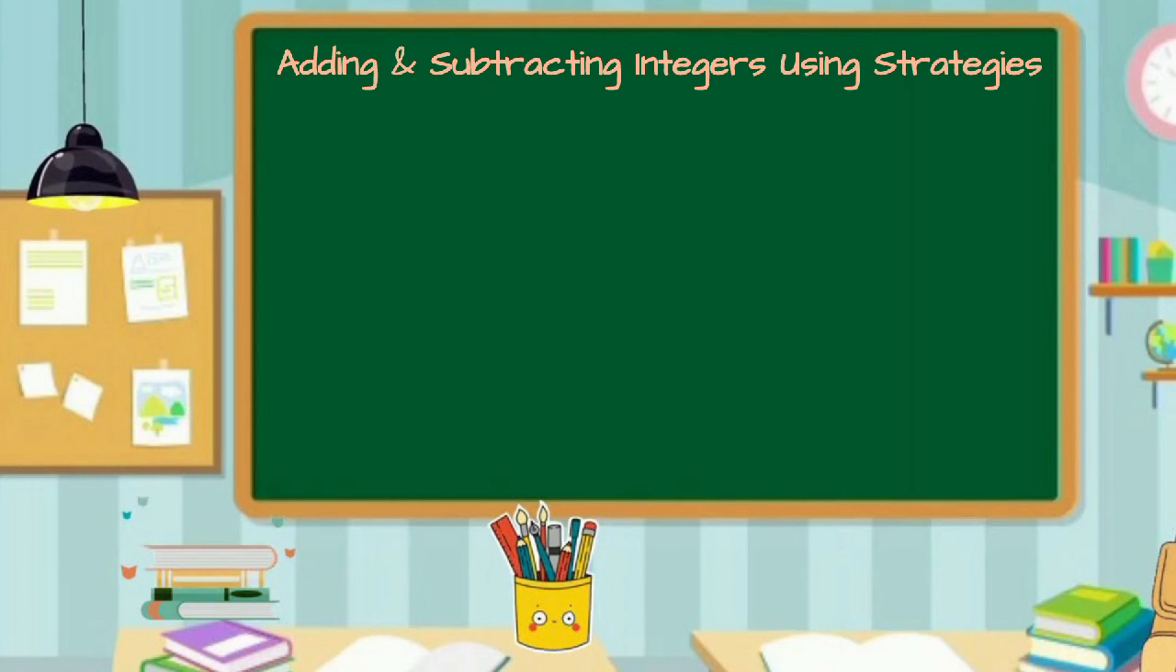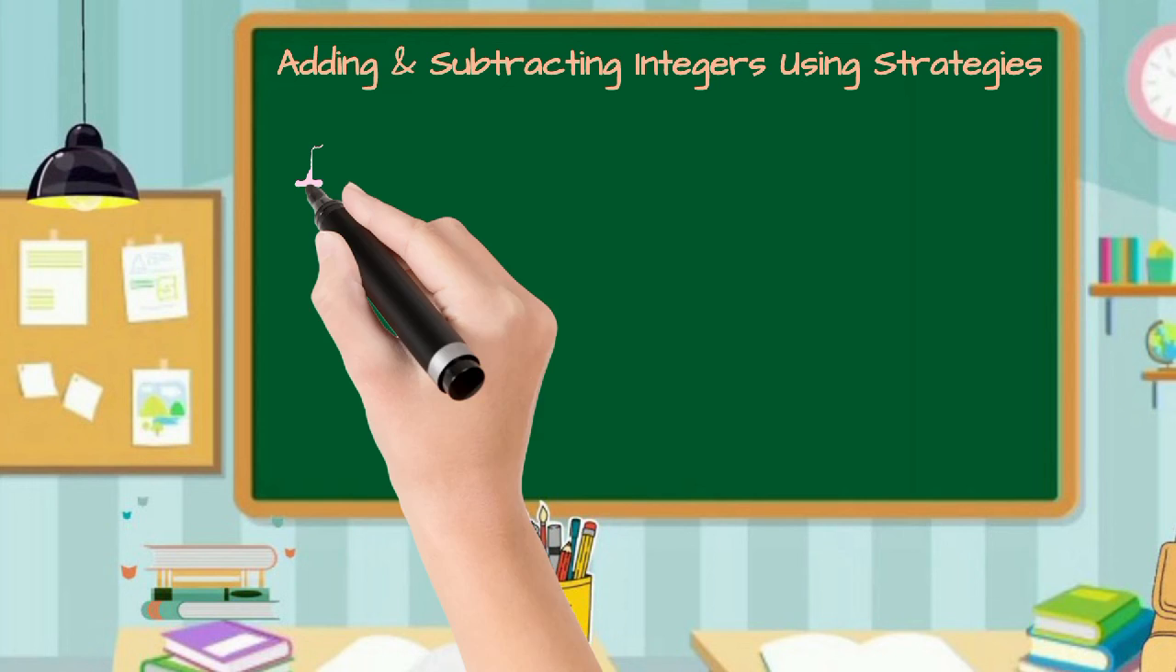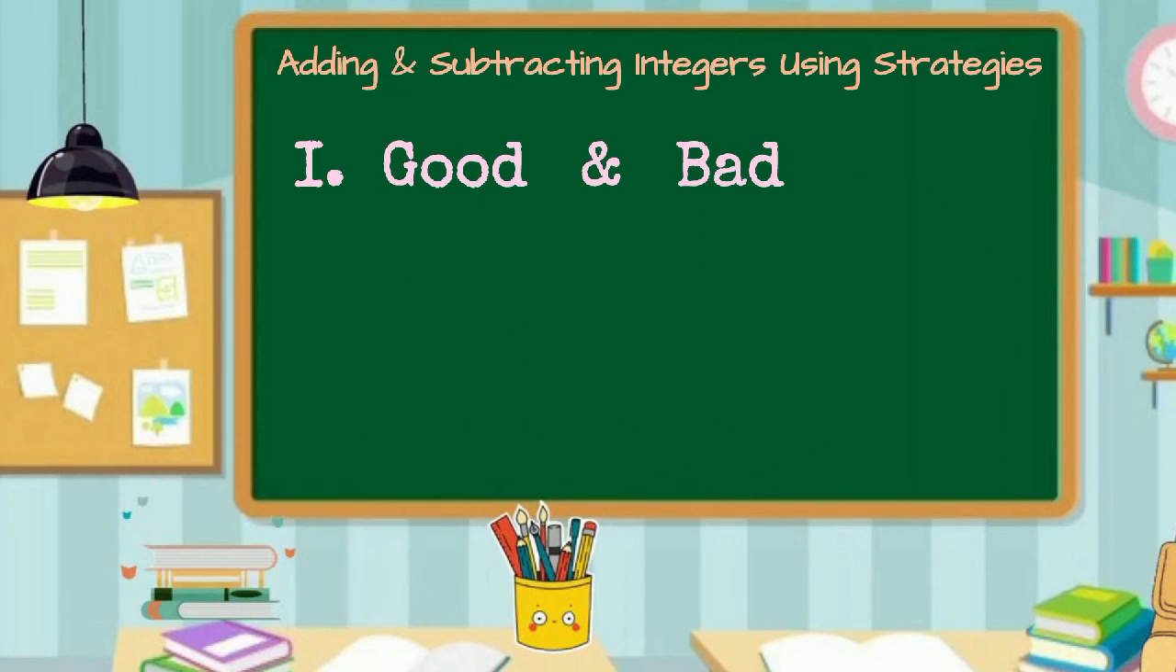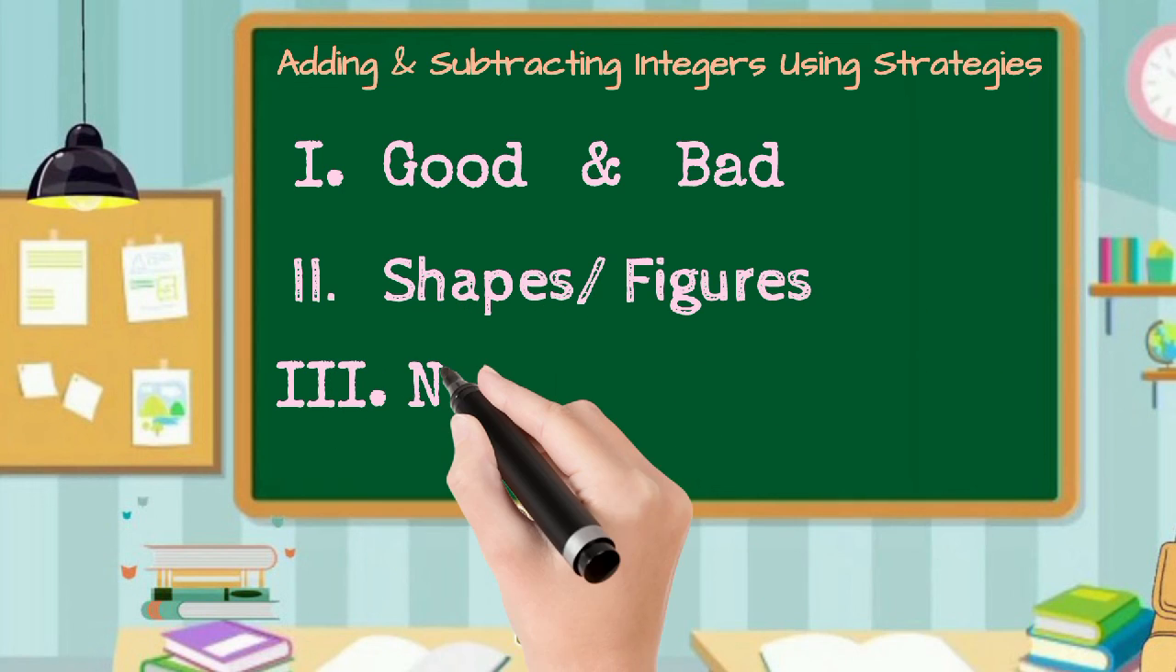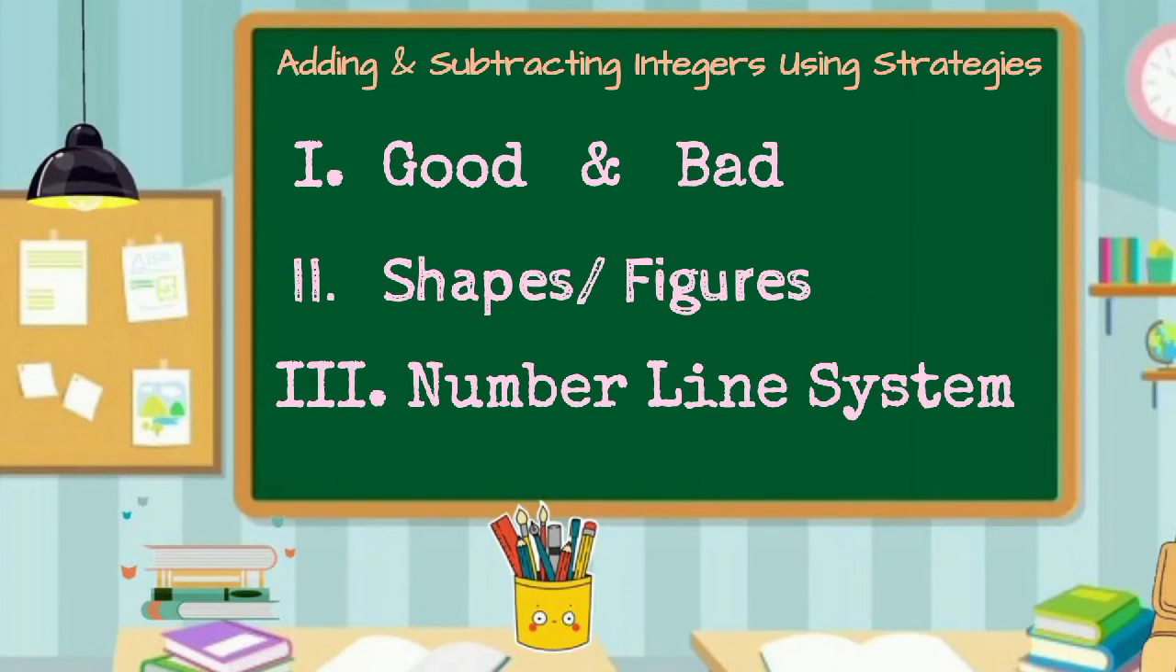We also have discussed and listed 3 strategies in adding and subtracting integers. We have the good and bad, shapes or figures, and the number line system.